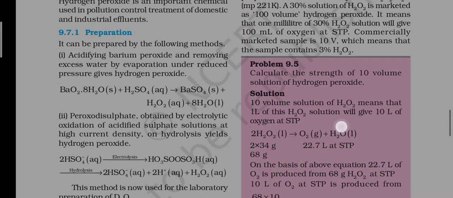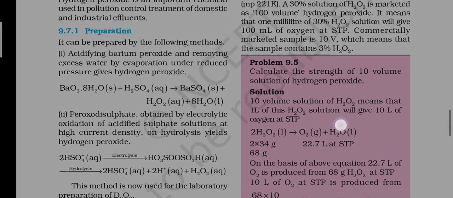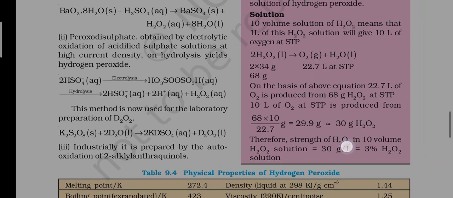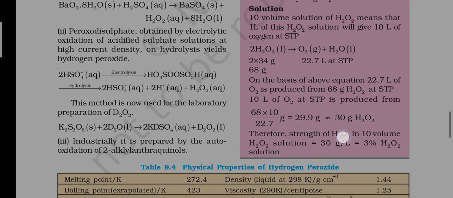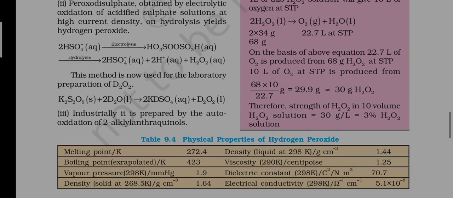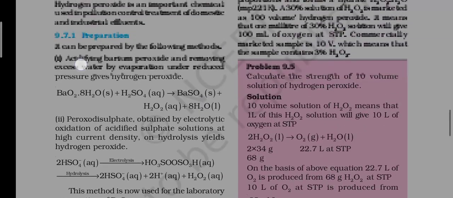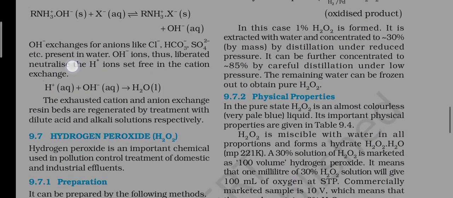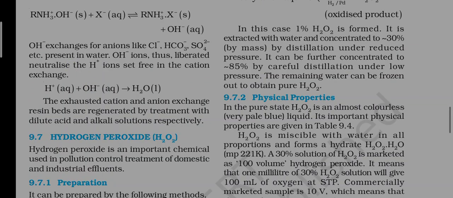Peroxodisulfate obtained by electrolytic oxidation of acidified sulfate solution at high current density, on hydrolysis, yields hydrogen peroxide. This method is now used for the laboratory preparation of D2O2. Industrially, it can be prepared by the auto-oxidation of 2-alkylanthraquinols. In this case, 1% H2O2 is formed, which is extracted with water and concentrated to approximately 30% by mass by distillation under reduced pressure.